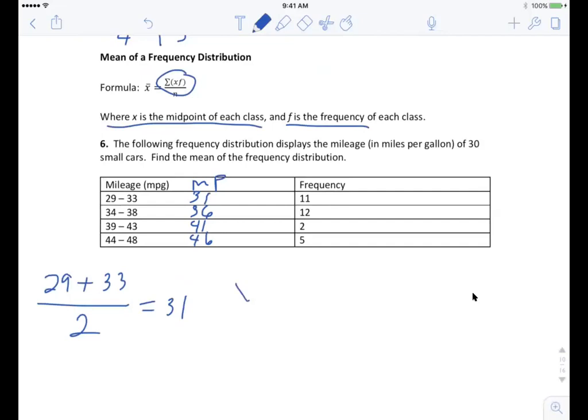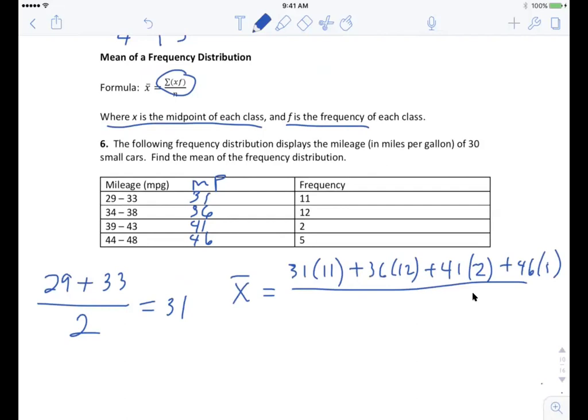So x bar equals, what are we doing? We're taking 31 and multiplying by its corresponding frequency. 36 times its frequency. 41 times its frequency. And 46 times its frequency. I'm sure your notes are way nicer than mine. Chicken scratch. And then for the denominator, I'm going to add up all of the frequencies because that's the n. That's the total sample size. That's the total number of small cars in this study.